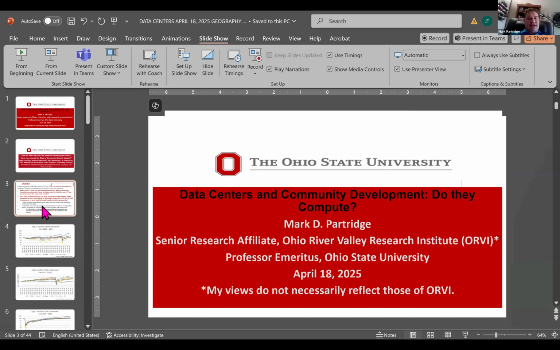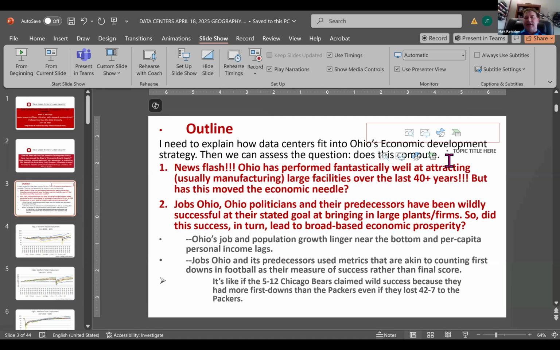So with that, let me give you a little bit of an outline of what I'll be talking about. First, I need to outline how data centers, and it's going to very closely tie into, say, Intel and other high tech, this notion of silicon heartland and so forth. I want to talk about how that fits into basically a continuation of the same Ohio economic development strategy that dates back to Governor Rhodes's early efforts that began in the late 1970s that eventually attracted Honda here in 1982. So with that, how do data centers fit in?